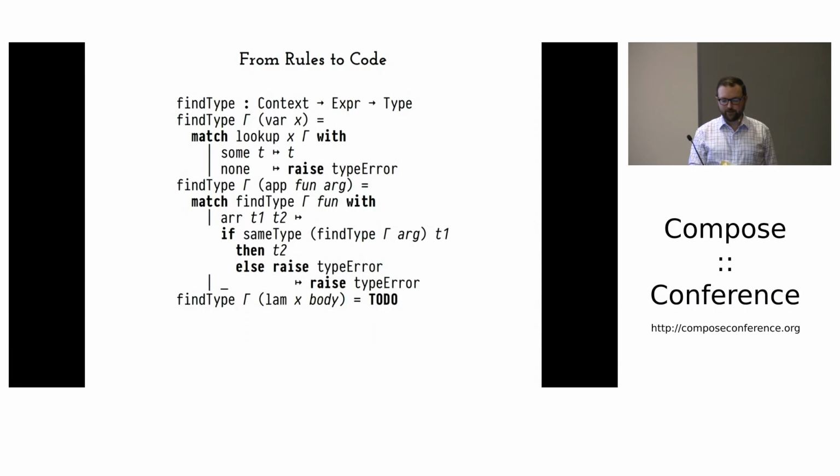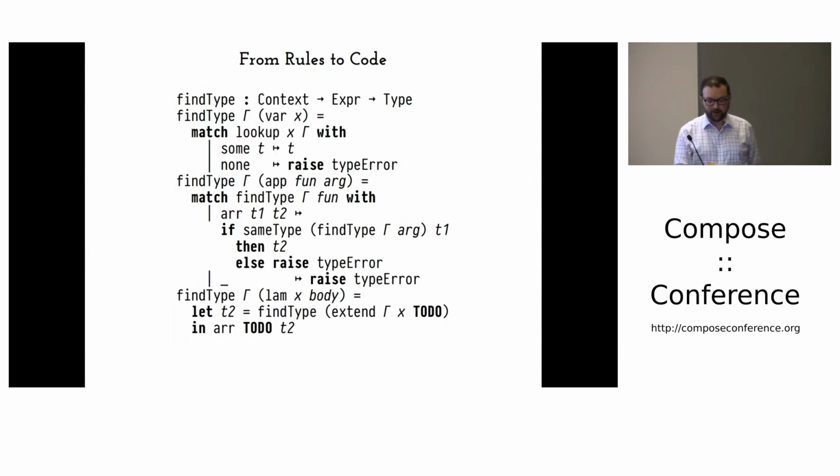And if I have a lambda that I want to check in gamma, or that I want to find the type of in gamma, well, I extend the context with something. What do I extend the context with?